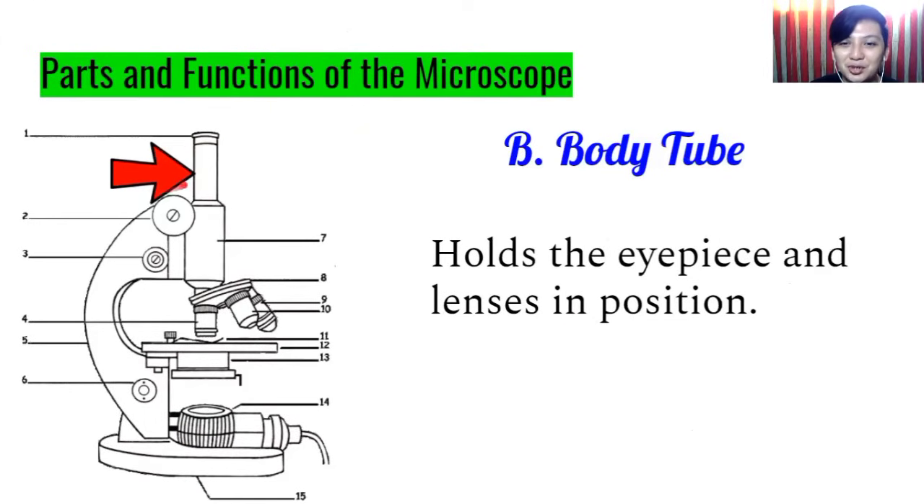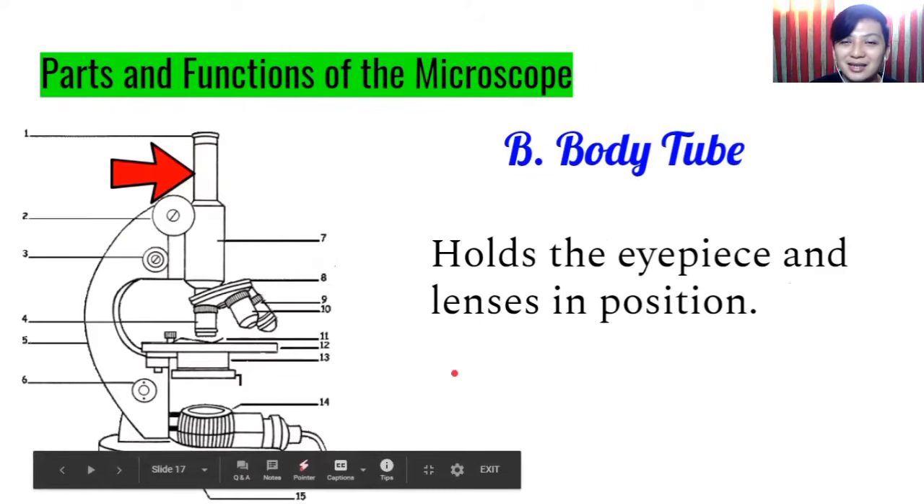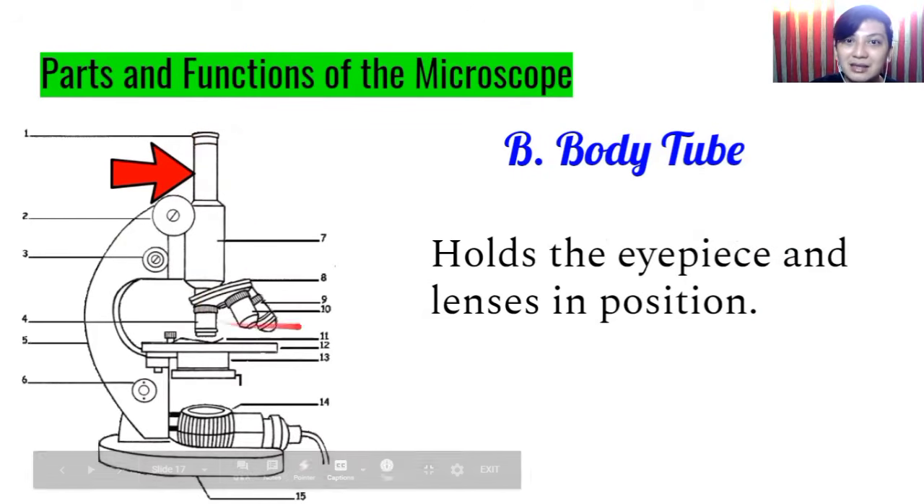And then, letter B, we have the body tube. So, this is the body tube. It holds the eyepiece and lenses in position. Nandyan sa body tube yung mga lenses. Meron kasing lens dito, may eyepiece, at may iba pa tayong lenses dito.